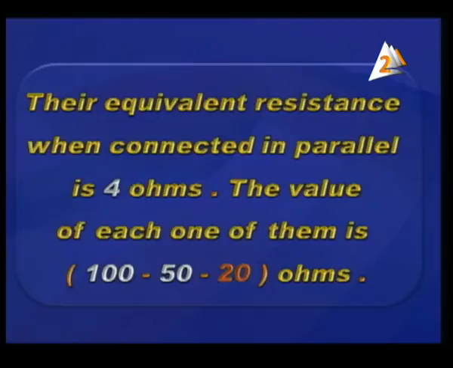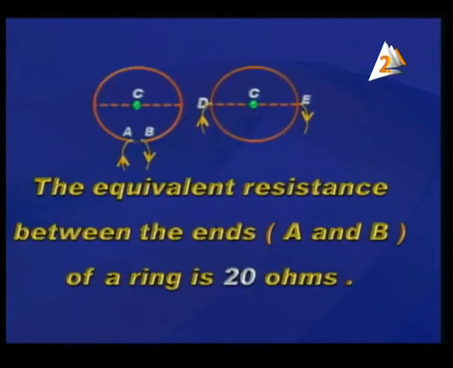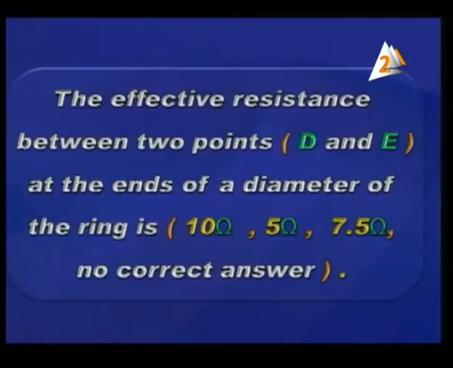Very interesting choice here we've got. We've got a ring here in front of you. The equivalent resistance between the ends A and B of a ring is 20 ohm. So 20 is the resistance of the entire ring. Okay. The effective resistance between 2 points D and E at the ends of a diameter on the ring is 10, 5, 7.5, no correct answer.